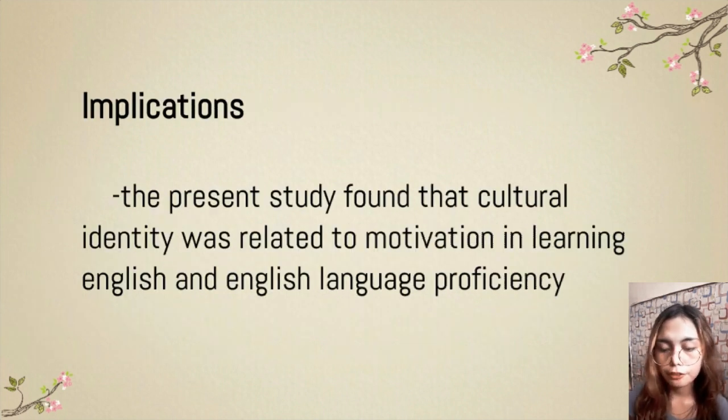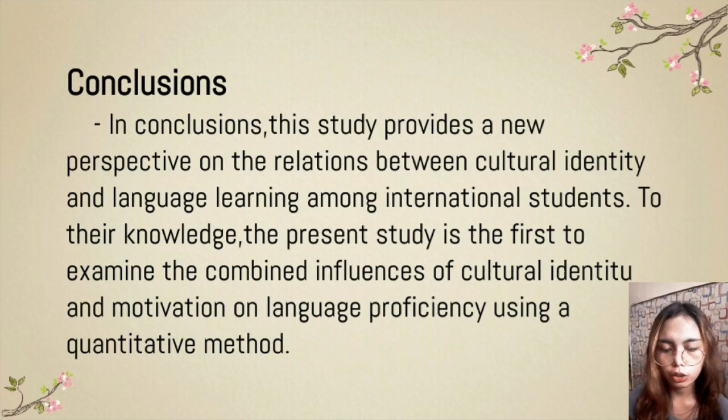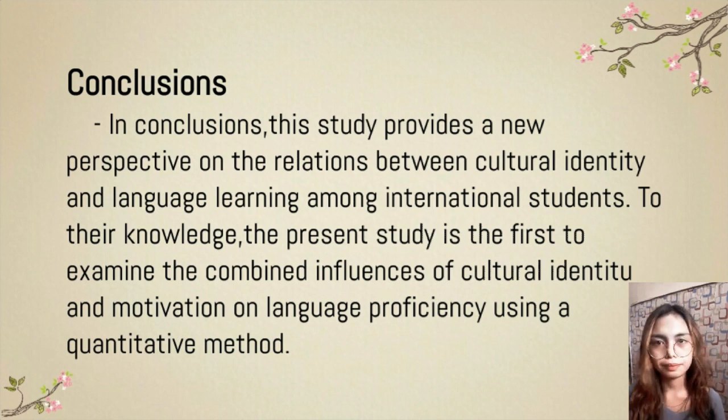Implications, the present study found that cultural identity was related to motivation in learning English and English language proficiency. So the conclusions, in conclusion, this study provides a new perspective on the relations between cultural identity and language learning among international students. To their knowledge, the present study is the first to examine the combined influences of cultural identity and motivation and language proficiency using a quantitative method.